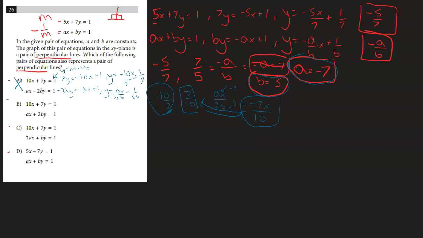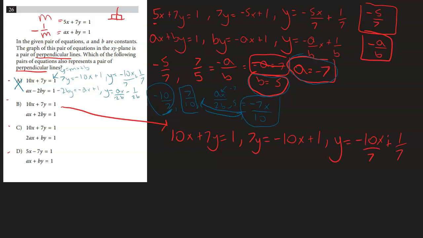All right, so now we have to test out letter b, and I'm just going to move that over here because that got a little convoluted. We know it's 10x plus 7y equals 1. We have to break that down into y equals mx plus b. So the next step would be 7y equals negative 10x plus 1, and that's going to be further broken down into y equals negative 10x over 7 plus 1/7. And so now we know the slope is negative 10 over 7.